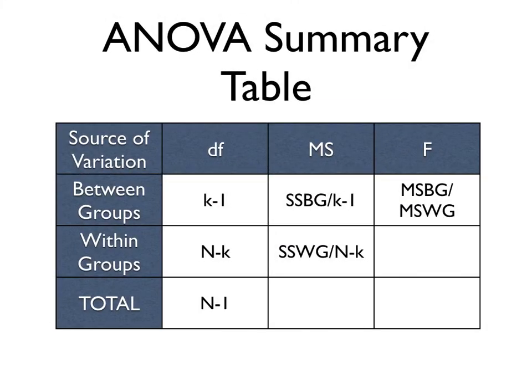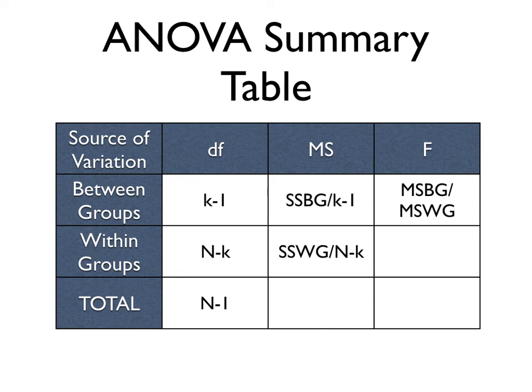What we end up with is something called an analysis of variance summary table. It has source of variation, degrees of freedom, mean squares, and the F-value. Between groups, k minus 1. Within groups, big N minus k. Total, big N minus 1. So we had three groups, so 3 minus 1 is 2. We had 9 subjects minus 3 groups, so that's 6, and then 8. So 6 and 2 is 8. I did it right.